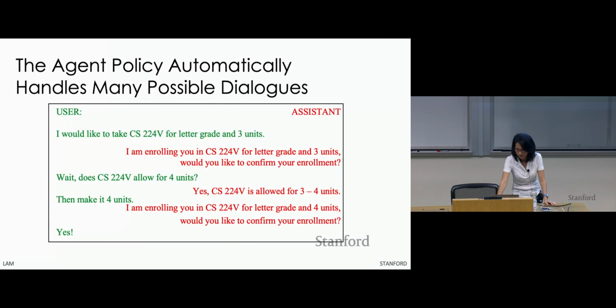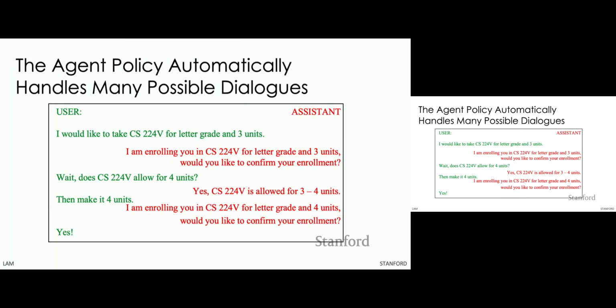And so here are just some examples of how complicated the agents may be, but this algorithm takes care of it. Suppose I say, I would like to take this course for letter grade and 3 units. Oh, I have all the information.